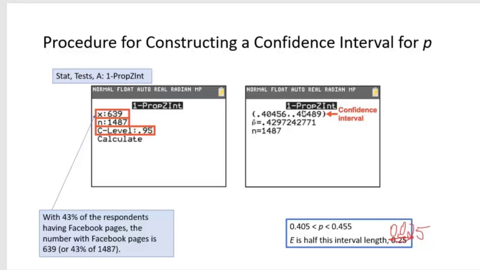But you can get this in most of your work just by using this confidence interval that's on your calculator. Stats, test, and then option A, which even though it's under test, make sure you don't pick the one that says test. It ends with INT for interval.